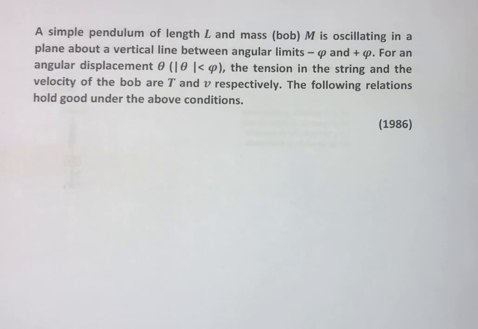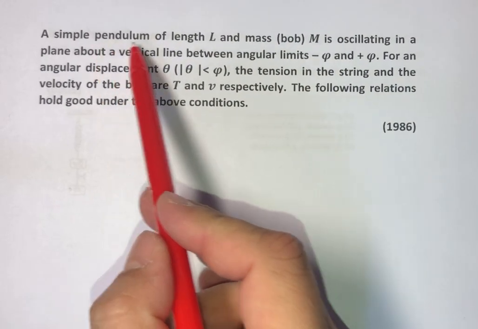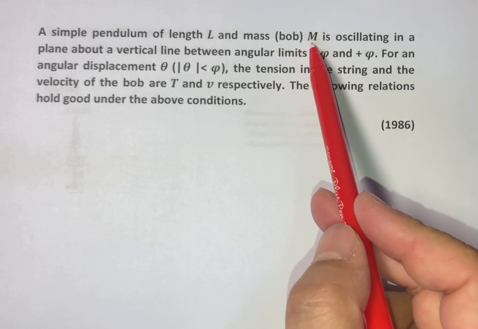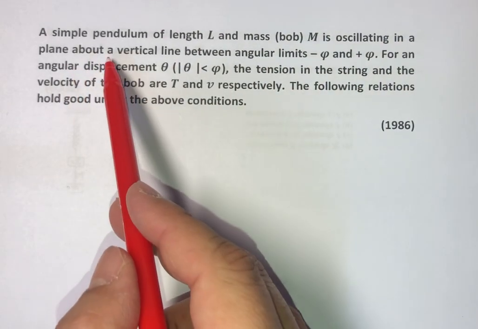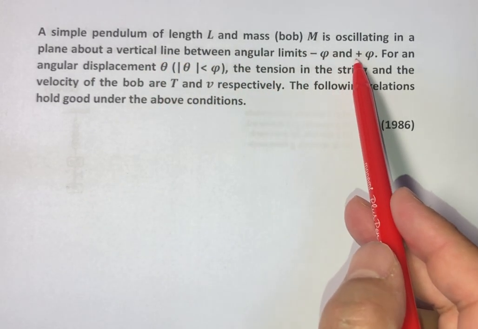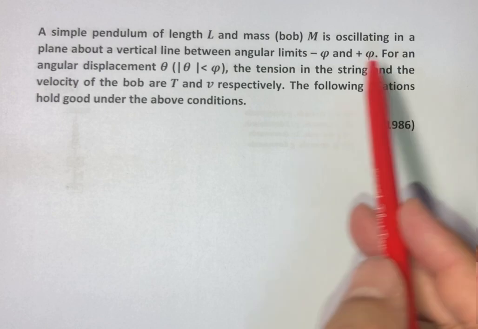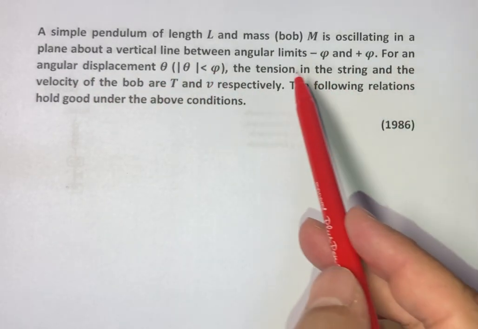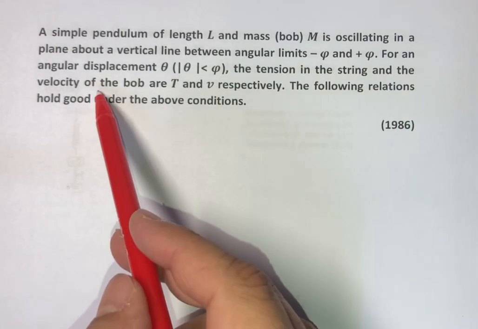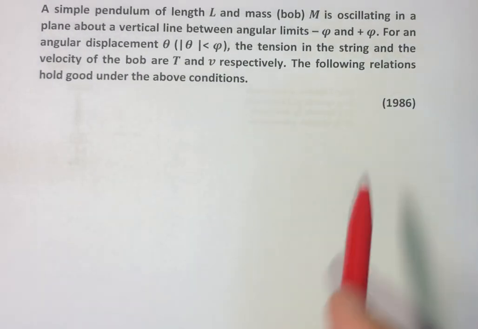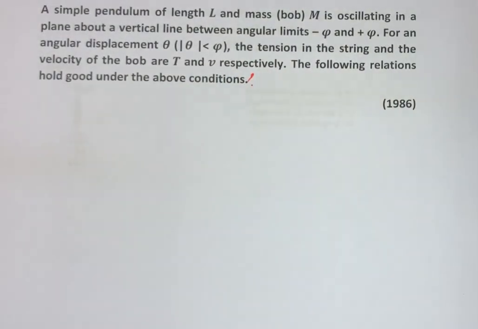Hello friends, in today's question, a simple pendulum of length L and mass of the bob M is oscillating in a plane about a vertical line between the angular limits -φ to +φ. For an angular displacement of theta which is less than φ, the tension in the string and the velocity of the bob are T and V respectively. Then we have to find out which of the relations is true.